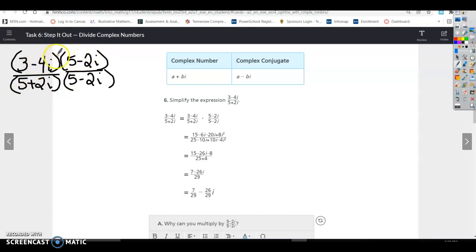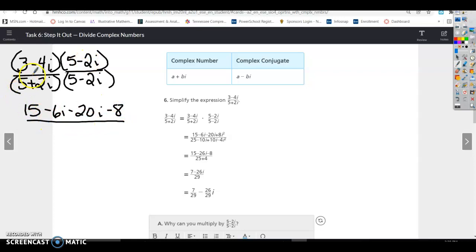So you multiply two binomials, you use distributive property. So 3 times 5 is 15, and then 3 times negative 2i is negative 6i. And then negative 4i times 5 is negative 20i. And negative 4i times negative 2i, that becomes a plus 8i squared. i squared is negative 1, so plus 8 becomes negative 8.